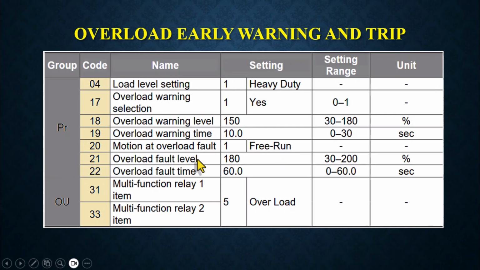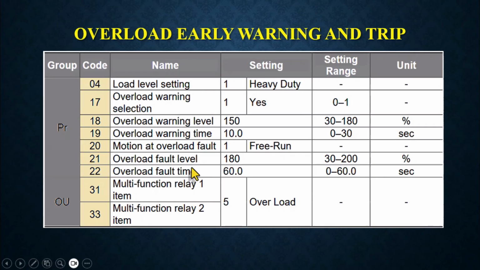But in PR21, for overload fault or overload trip, we specify a percentage again, and in PR22, we also set its time. So in PR21, for example, I set it to 180%, and for the time I set it to 60 seconds. This means that if 180% of the rated current is drawn for 60 seconds, the inverter detects that an overload fault has occurred and completely cuts off the output.